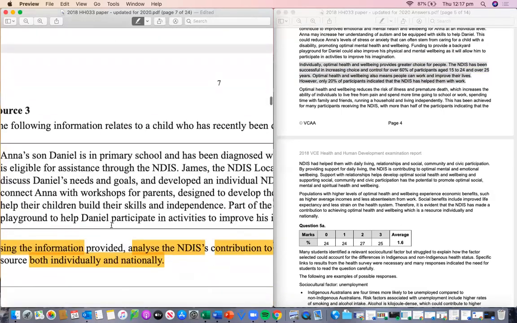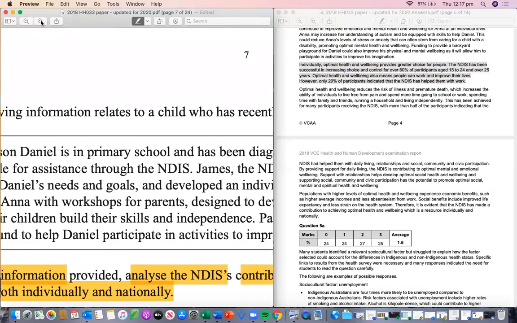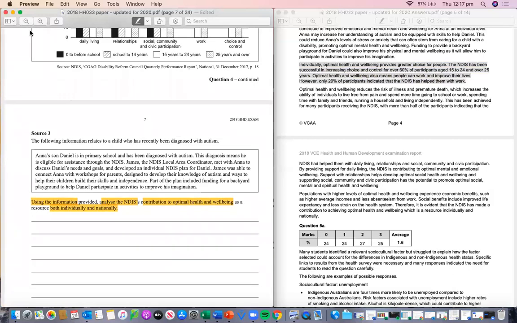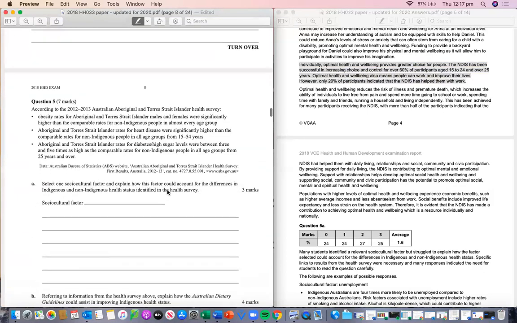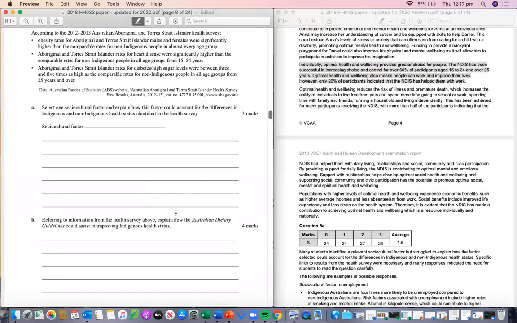Then the majority of the rest of the actual response stemmed from the case study itself, which was provided here. So again, make sure you're focusing and trying to ensure that you can adequately respond to the question using 3 sources. But again, we'll go into that a little bit later. Question 5.